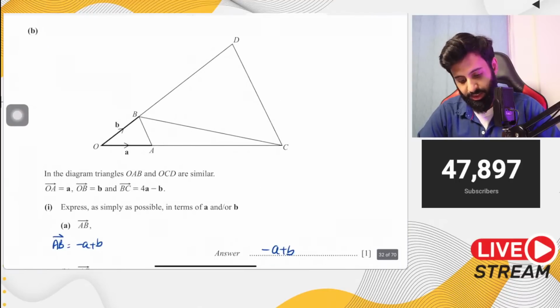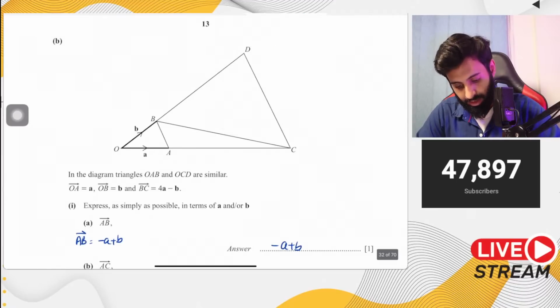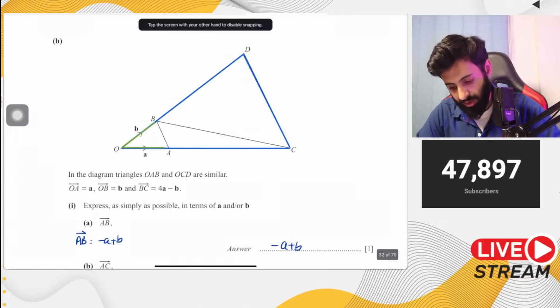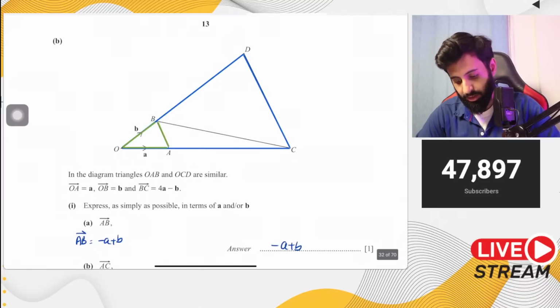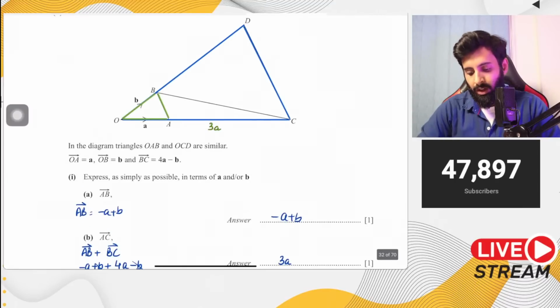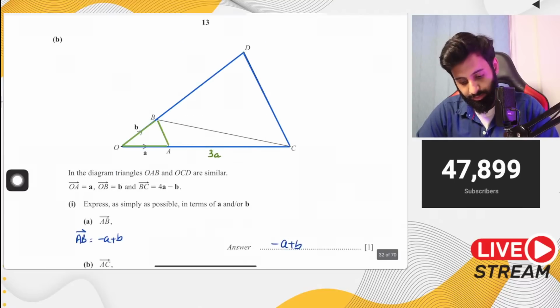Then it says find CD. Okay, now what do we do for CD? What can I do for CD? Notice that the question told you earlier that triangle OAB and triangle OCD are similar. Okay, so this is something that the question told you earlier. It didn't tell you this for no reason. There's a very good reason behind that. And you've also worked out AC, which is 3a. Now, what do we have to find out? CD. So keep that in mind that we need to find out CD.